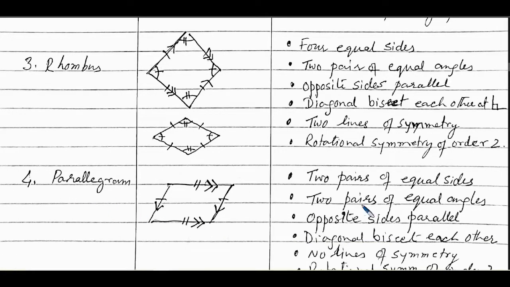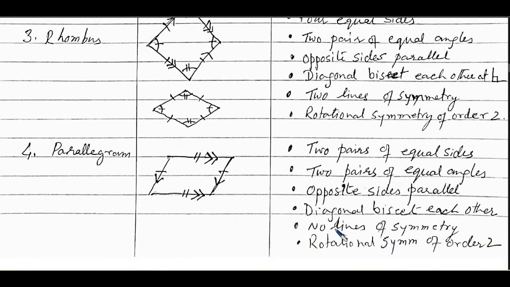Then you have a parallelogram, 2 pairs of equal sides, this one pair and this one pair, and 2 pairs of equal angles. This is one pair of equal angles, and this is another pair. And opposite sides are parallel. Diagonals bisect each other, but there is no line of symmetry. If I fold it, this corner will come here and this corner will go here, so it is not going to look similar.